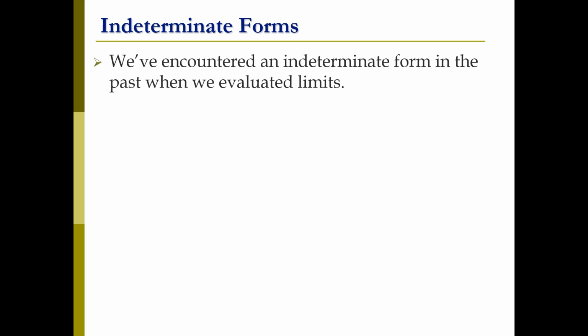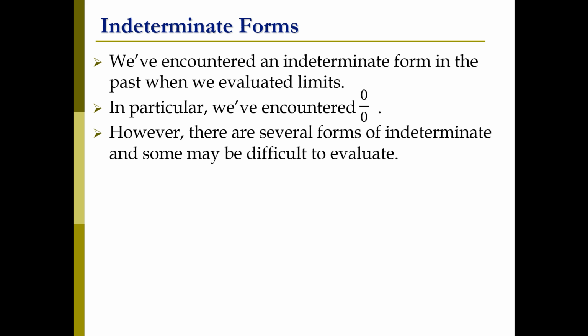So far, we've already covered indeterminate forms. However, the only indeterminate form that we've looked at so far is 0 over 0, but there are others. In particular, infinity divided by infinity, 0 times infinity, 1 to the infinity power, 0 to the 0 power, infinity to the 0 power, and infinity minus infinity. These are all examples of indeterminate forms.